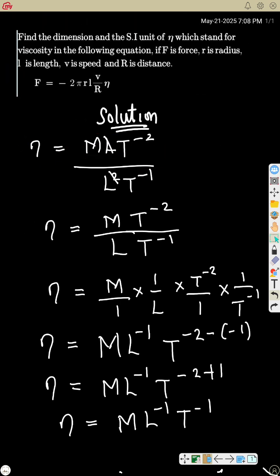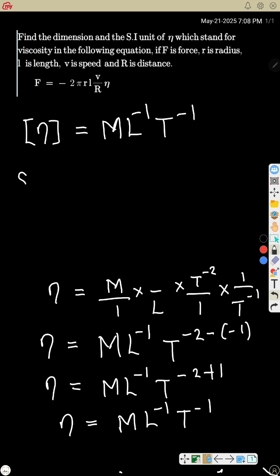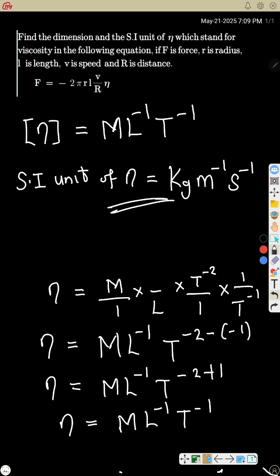So finally, the dimension of viscosity equals M L raised to power minus 1 T raised to power minus 1. Now the SI units of the viscosity here. M is mass, and mass is in kilogram. L is length, and L is in meter. Then T is time, which is in seconds. So that means we have solved it too.